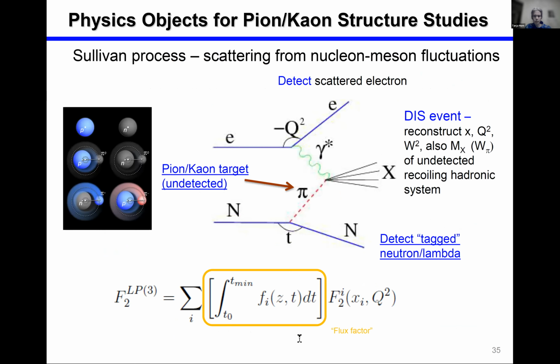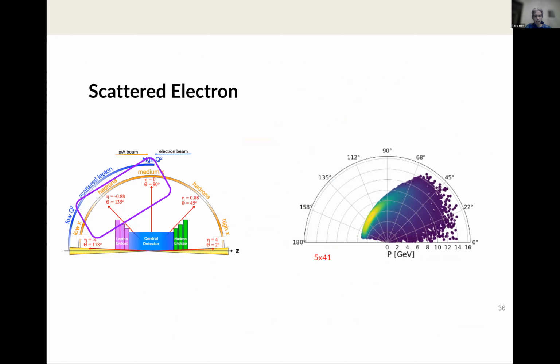Coming to the Sullivan process for the PION and KAON structure functions, here I show the same picture as before. So we're talking here about detecting the scattered electron. We don't detect the PION KAON target. We do detect a tagged neutron or lambda going very forward. I'll say a little bit about this, and that's where the ESC has a major strength, of course, for the acceptance for these particles.